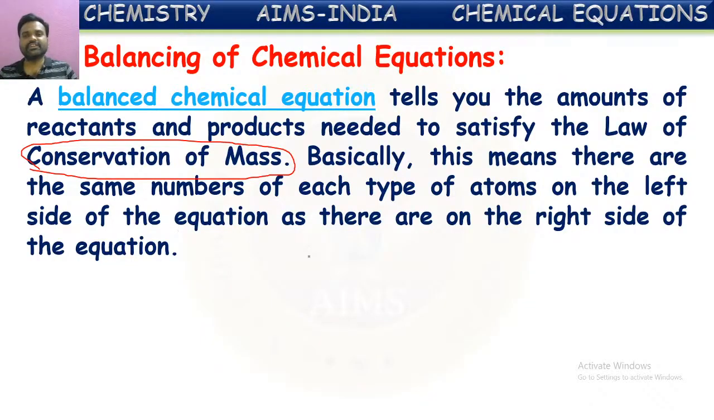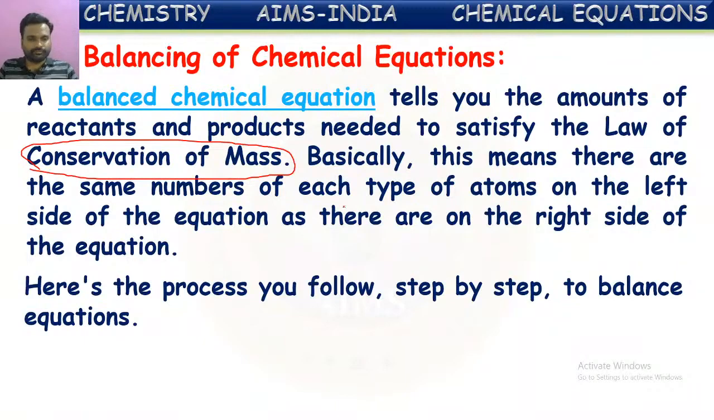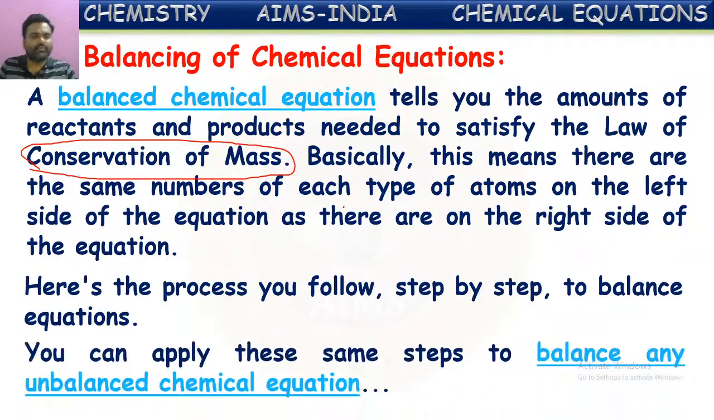So basically this means there are the same number of each type of atom on the left hand side and the right hand side of the equation. Yes, a balanced equation means the number of atoms of all the elements on both sides is the same. Here is a process which we generally follow, step by step, to balance a chemical equation. These steps we follow for balancing all kinds of unbalanced chemical equations.